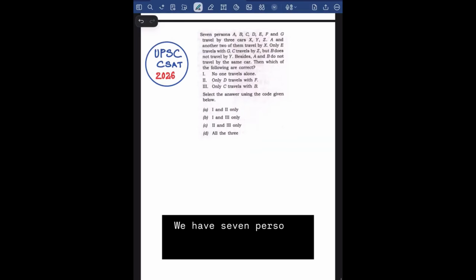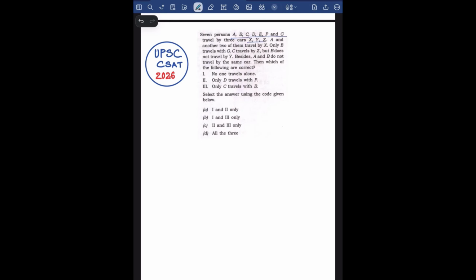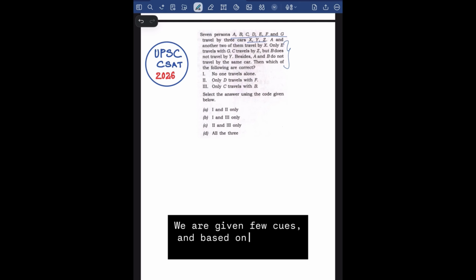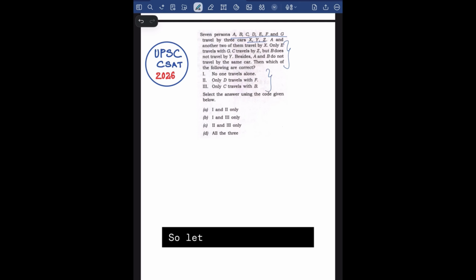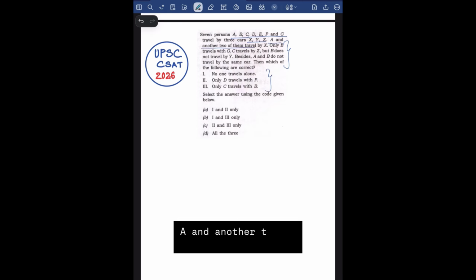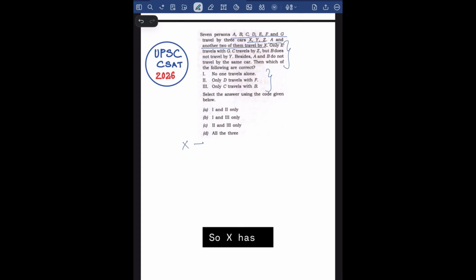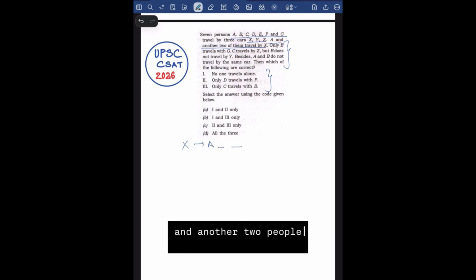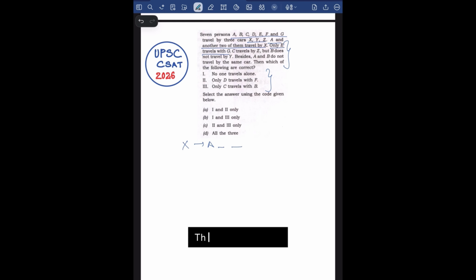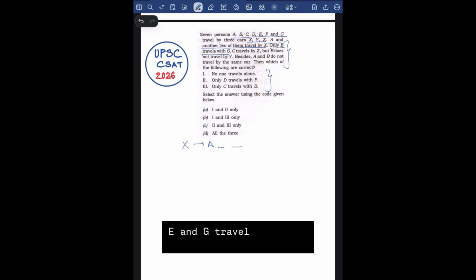We have 7 persons A, B, C, D, E, F and G and they travel by 3 cars X, Y and Z. We are given a few cues and based on them we have to identify the correct statements. So let us read the cues. A and another 2 of them travel by X. So X has A and another 2 people in it. Only E travels with G. This means that E and G travel only with each other. So E and G can be in Y or Z.